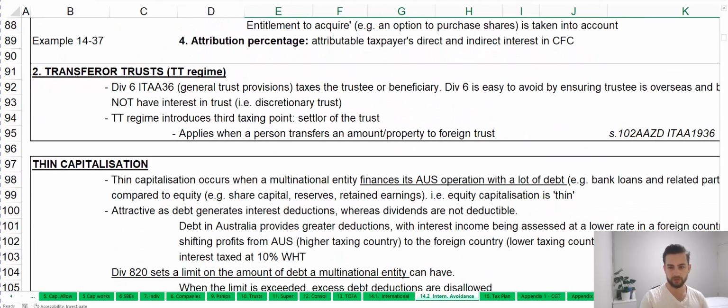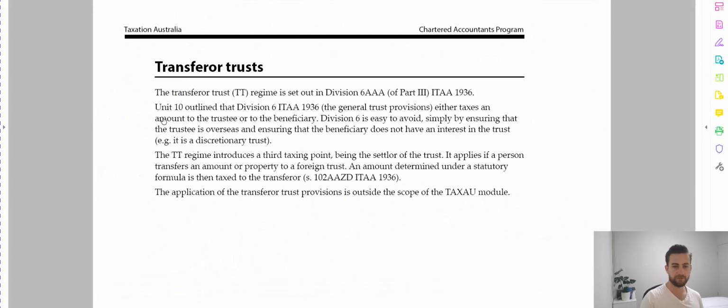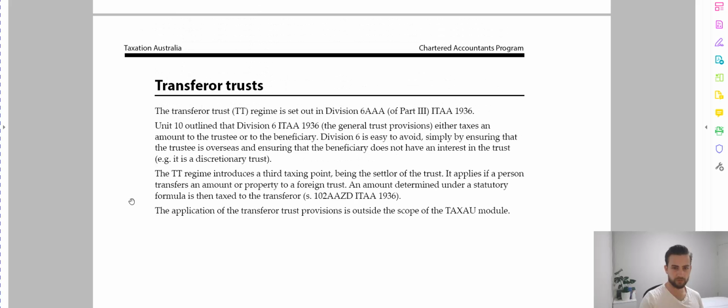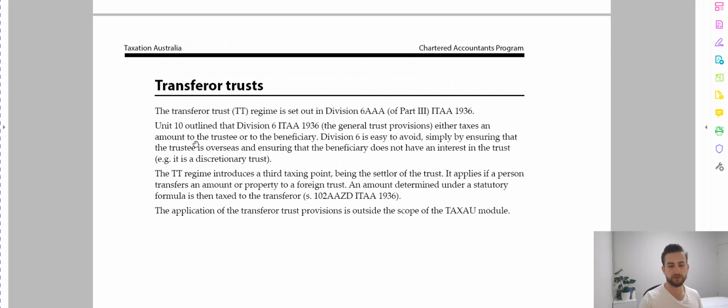So this one's a lot shorter. It's fairly straightforward. In fact, in the CSG, they only spend about 2 paragraphs on this in total, and it moves on. You don't really get assessed on this in your exams, but it's basically saying that under the Income Tax Assessment Act 1936, Division 6 says the general trust provisions either tax the trustee or the beneficiary, depending on how the assessable income is reported, how it's structured, and so forth.